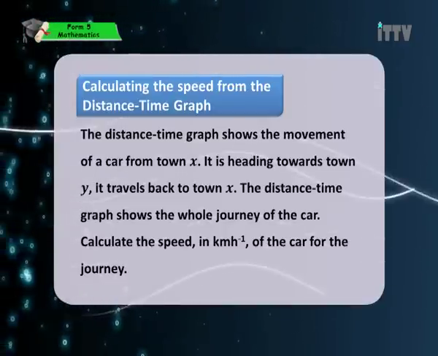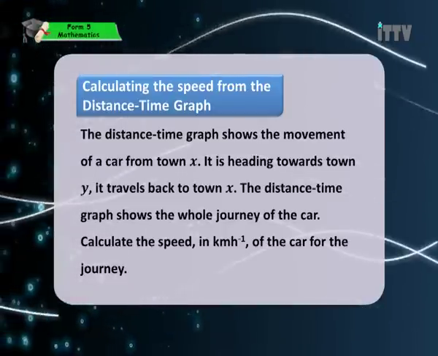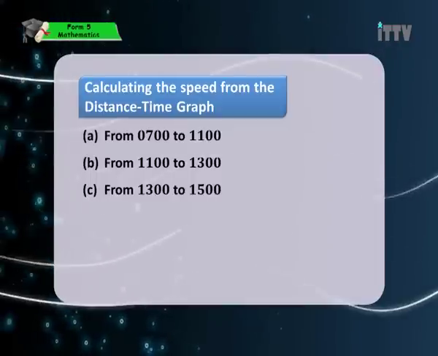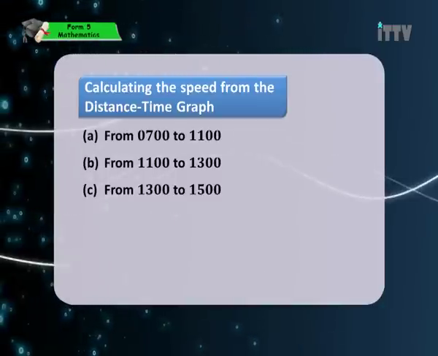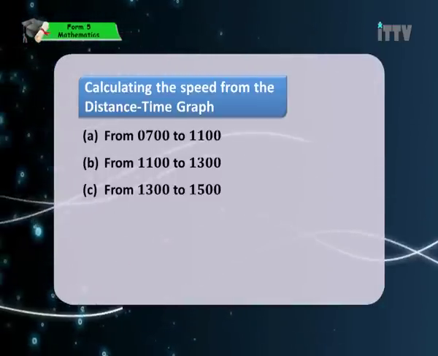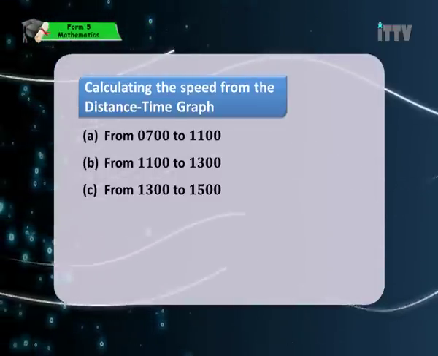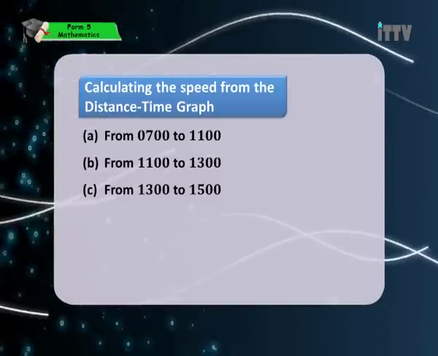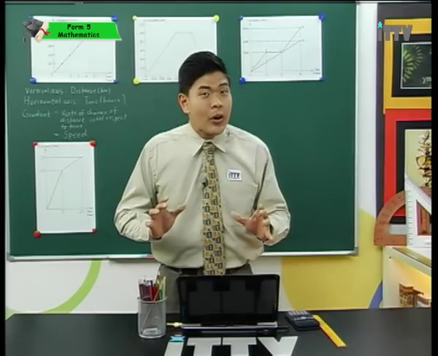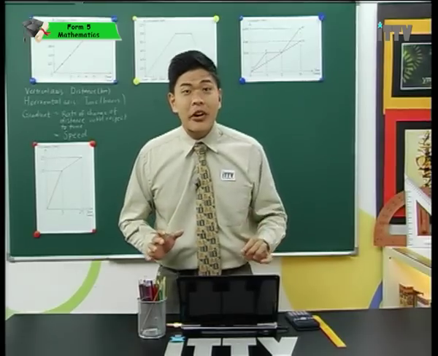Calculate the speed in kilometers per hour of the car for the journey A from 700 hours to 1100 hours, B from 1100 hours to 1300 hours, and C from 1300 hours to 1500 hours. Now let me just show you and explain to you the distance time graph.